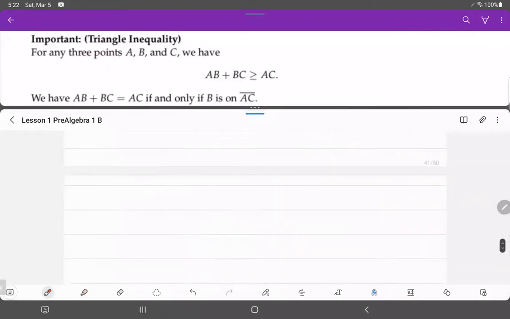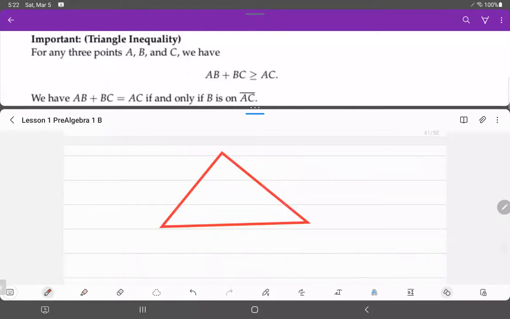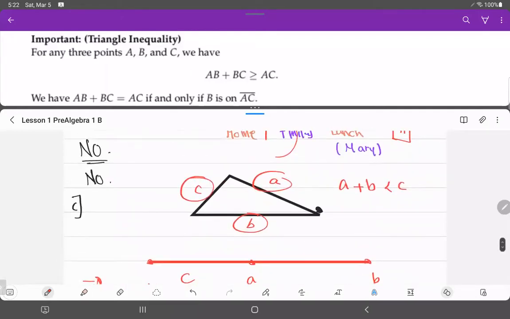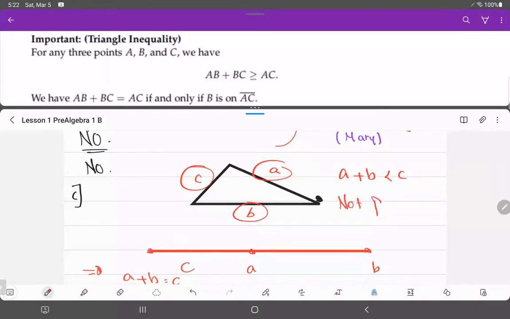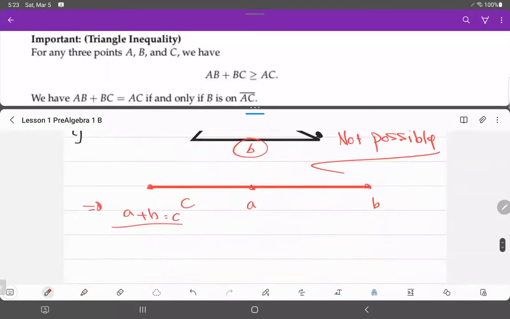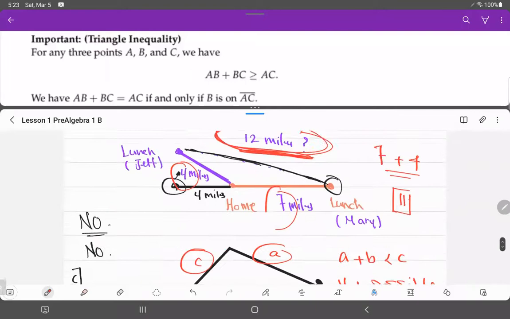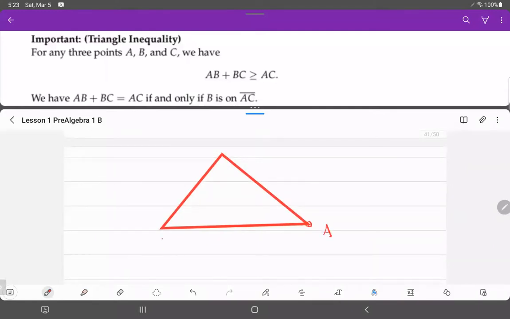The triangle inequality says you have 3 points of the triangle. Let's say this triangle. So we said this is not going to happen. It is not possible. As we have here before, the summation has to be greater than the third one. Suppose that you have A, B, C.